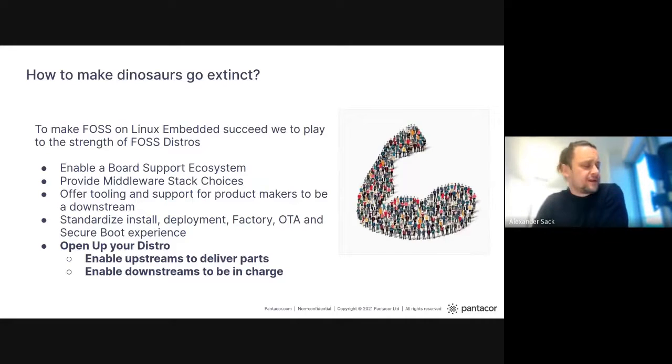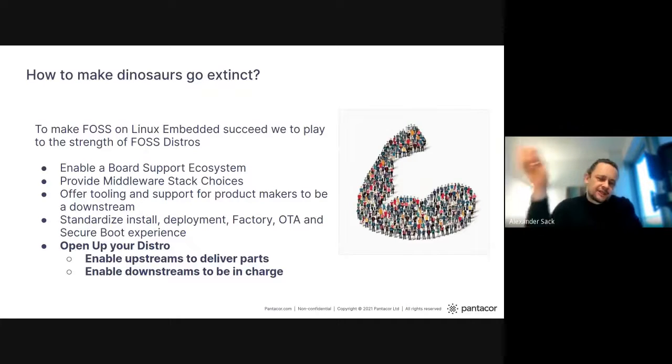The more I've been thinking about it when I prepared this talk, the more I think that is the key to it. Let's define middleware stack choices. They're concrete, they're opinionated, they have a great understanding of what features are supported and have a good set of example applications running on top. And through those middleware stack choices, we can ensure that the board support ecosystem can more effectively produce bits and pieces that are actually meeting the standards we are looking for.